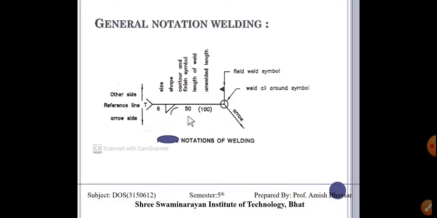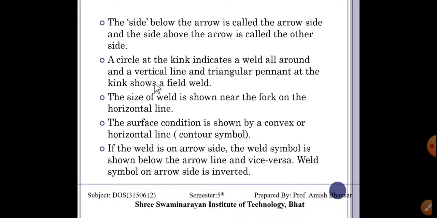Sometimes we are going to weld two members with intermediate space between them. What is indicated here is that we have to do a length of 50 mm welding, then leave 100 mm for the next welding. After that, do 50 mm welding, leave 100 mm, right? This is the fillet weld with concave finish, and the 6 indicated is the size of welding, the dimension of that welding required. Clear? Good.